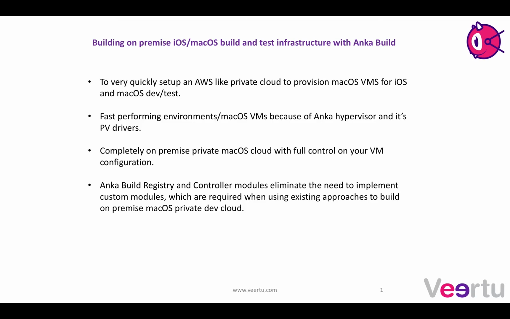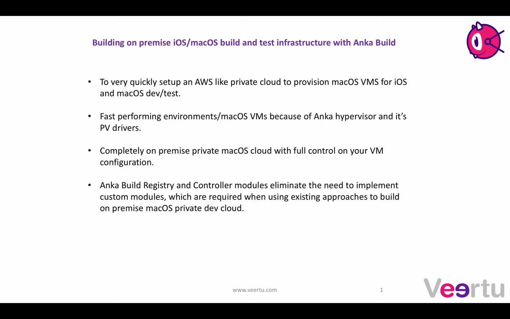Anka Build uses Anka Hypervisor to virtualize the Mac hardware and creates macOS VMs, which are extremely fast performing because of its own paravirtual network and block drivers. Anka Build ships with two modules, Anka Registry and Anka Controller. Anka Controller is the management module for the macOS private cloud, and Anka Registry is the image management module.